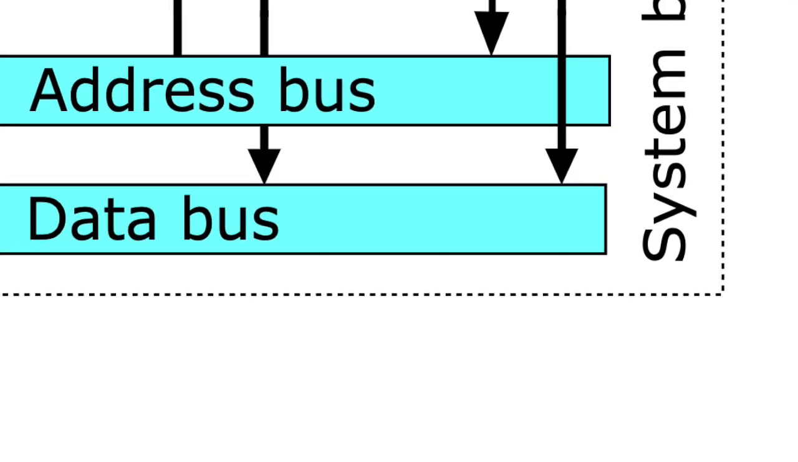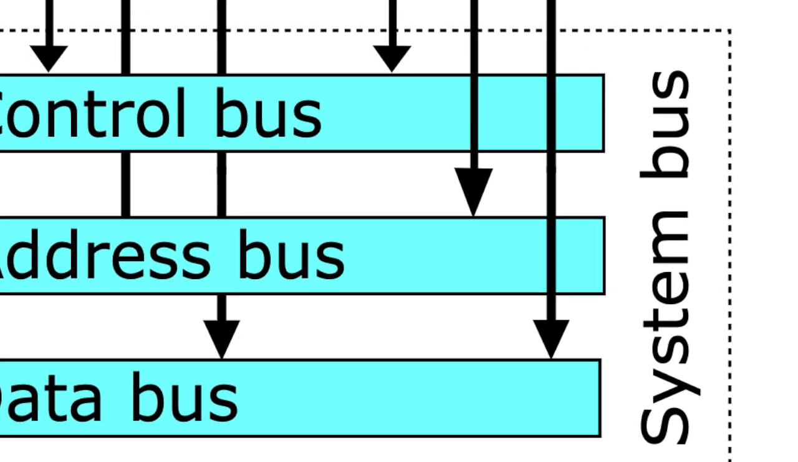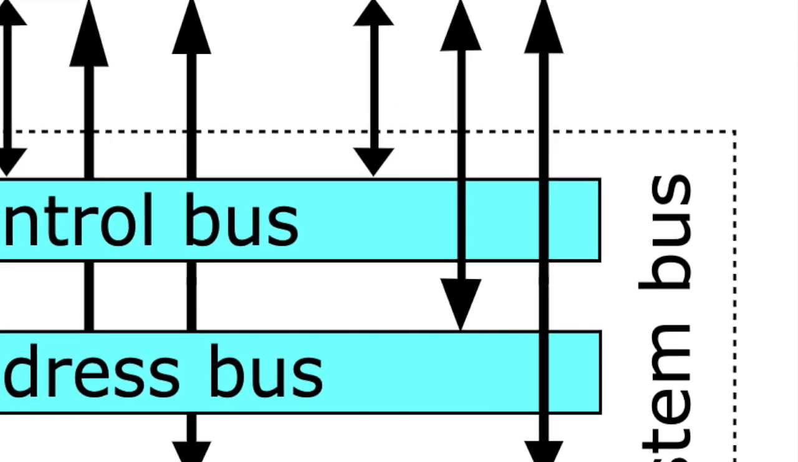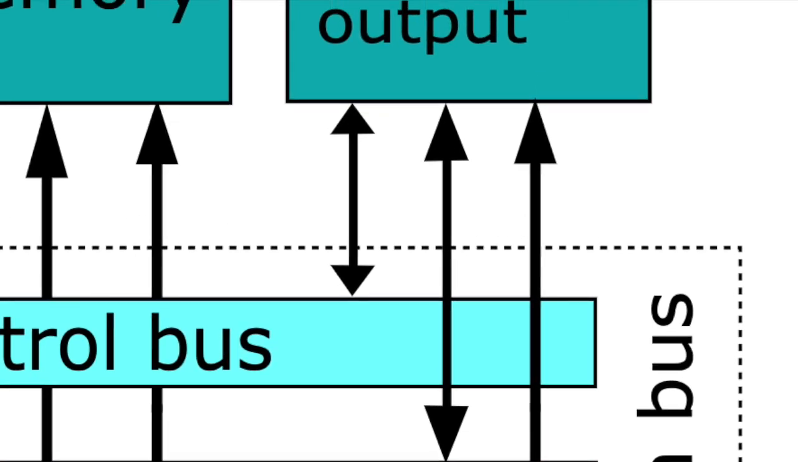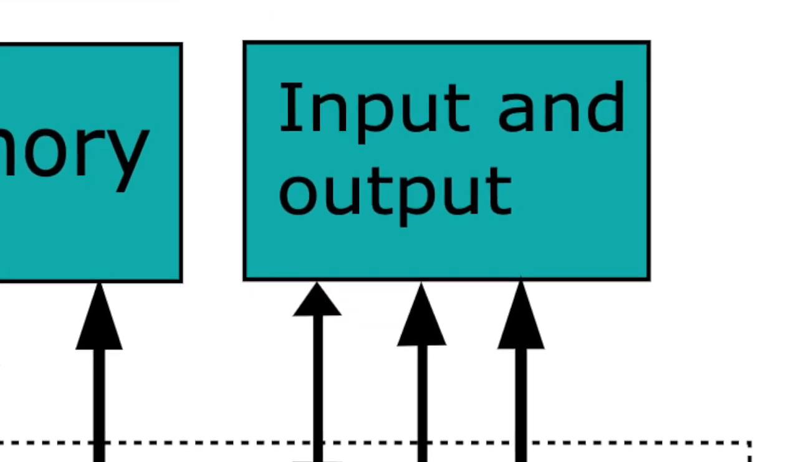Finally, the input and output bus needs two-way connections between all of the buses. This is because your input and output devices that you connect, like your mouse or your keyboard, need to interact with your whole computer, otherwise certain functions wouldn't be able to run.